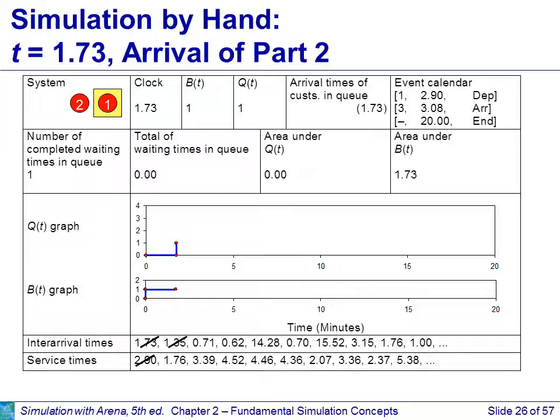So next we have arrival of part 2. So we took that event off the calendar and we changed the clock, right? The clock is at 1.73 minutes when part 2 arrives. So when part 2 arrives, part 1 is still being processed, so the machine is busy. So part 2 has to wait in the queue, and you can see that QT number is now increased to 1 because we have part 2 waiting in the queue. We have arrival time of the part in the queue, which is 1.73.